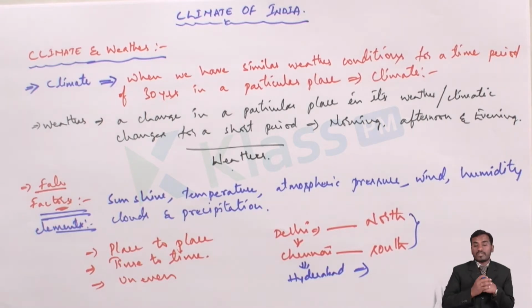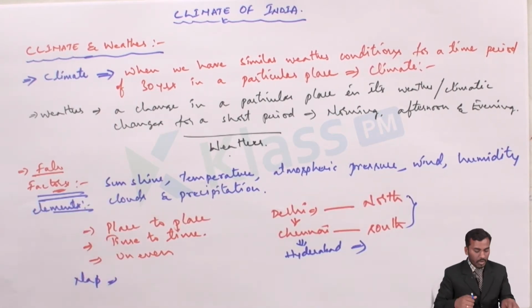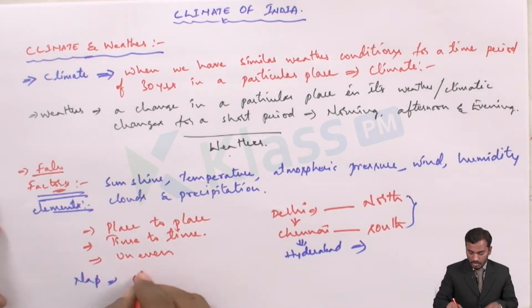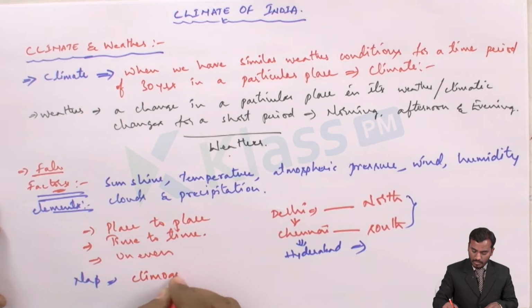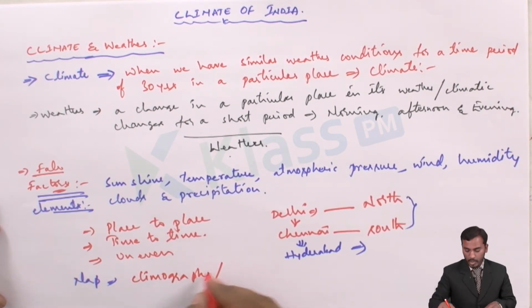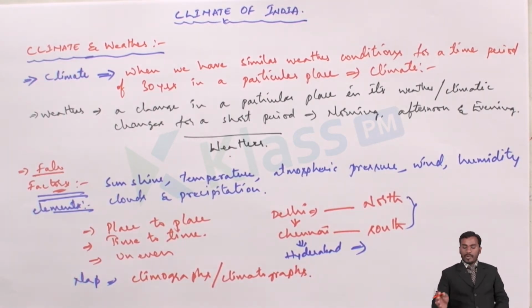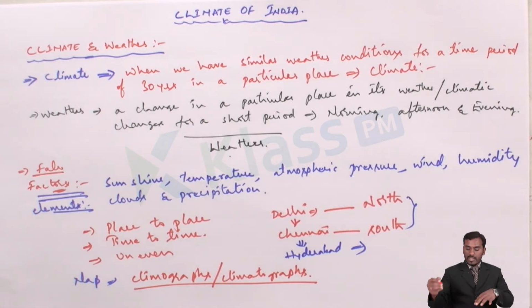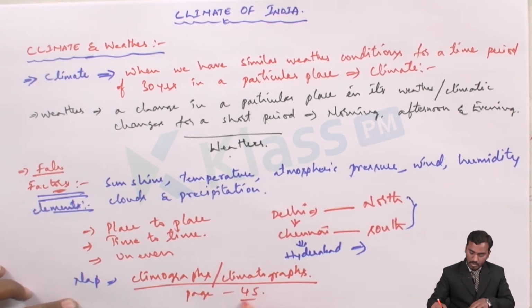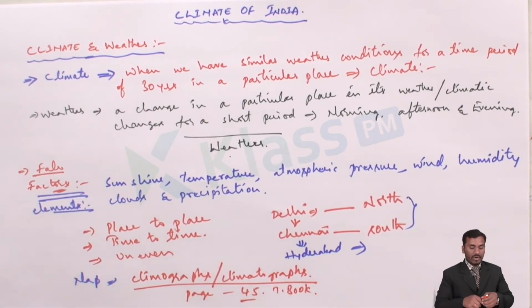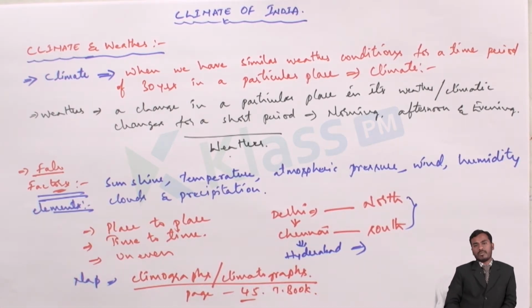Why? What are the factors that influence this? How do we learn these climatic conditions and weather situations? For this also we have a map. These maps are generally called climographs or climatographs. These are the graphs which you can find on page number 45 of your textbook.